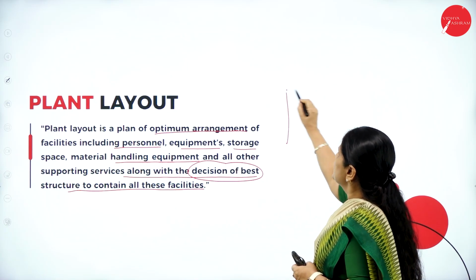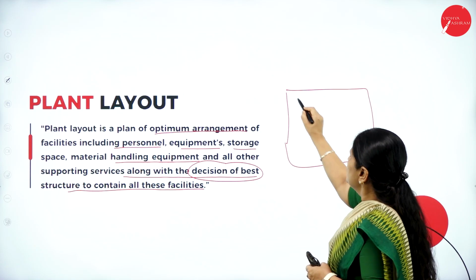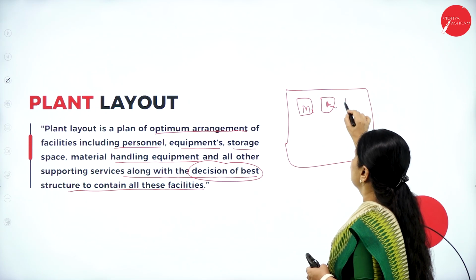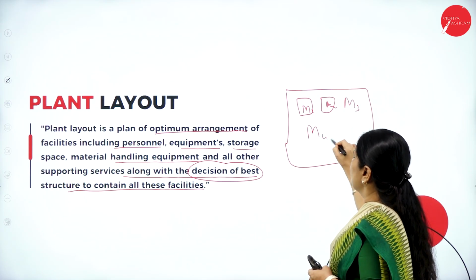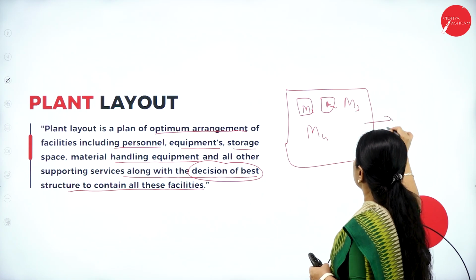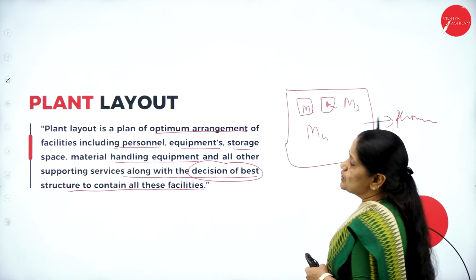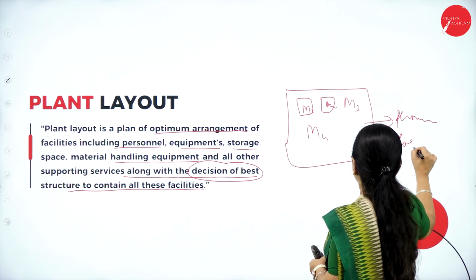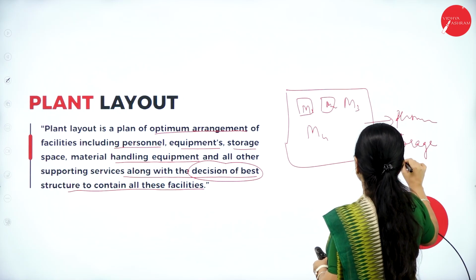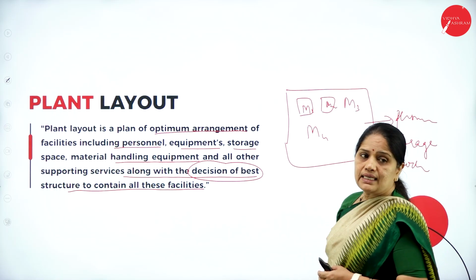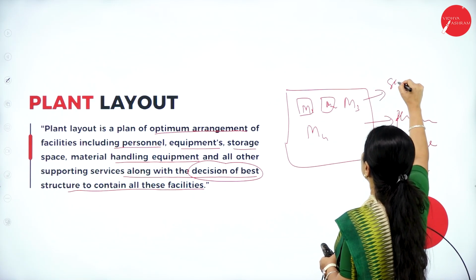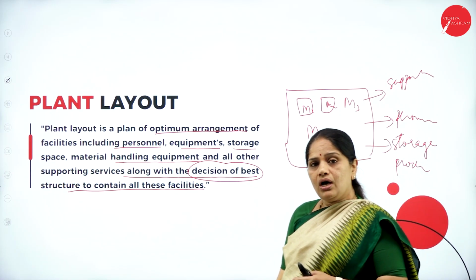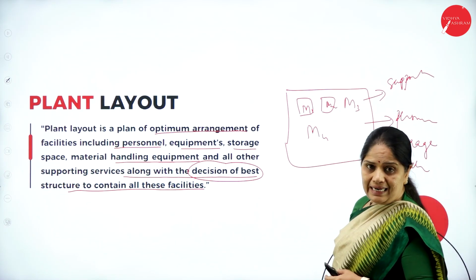Usually, if this is the plant, you will be making provision for machine 1, machine 2, machine 3, machine 4, and also where the personnel will be, and we will also be seeing where we will be getting the storage space. So, where you will be storing the products, and then we will also be seeing the supporting services. What are the other supporting services you need for the production? All this we will be planning in the plant layout.